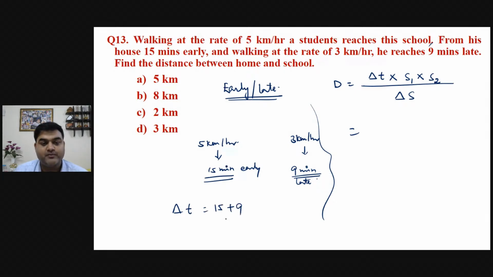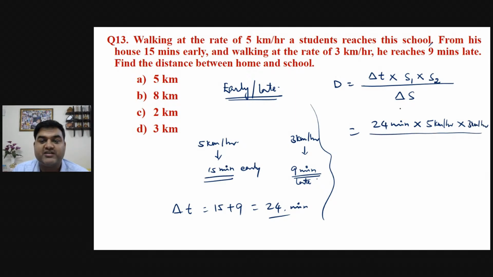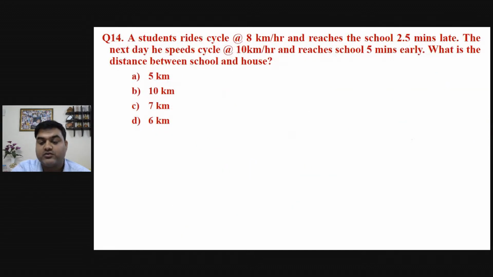15 plus 9, so what is that? 24 minutes. Okay, so put 24 minutes here, into what is the speed? 5 kilometer per hour, into what is the second speed? 3 kilometer per hour, divided by what is delta s? The difference is, okay, delta s is going to be 5 kilometer per hour minus 3 kilometer per hour. So 2 kilometer per hour, can we tell? Yes, we can tell. 2 kilometer per hour.